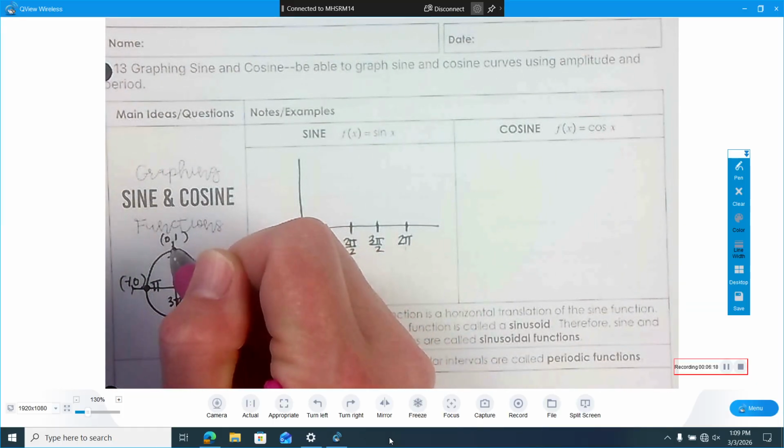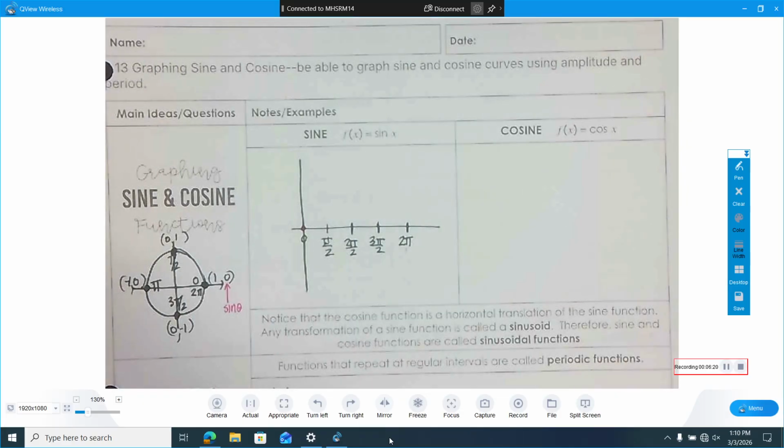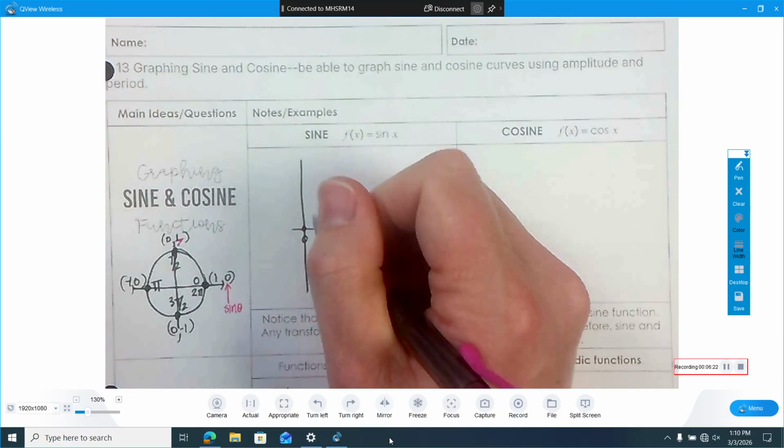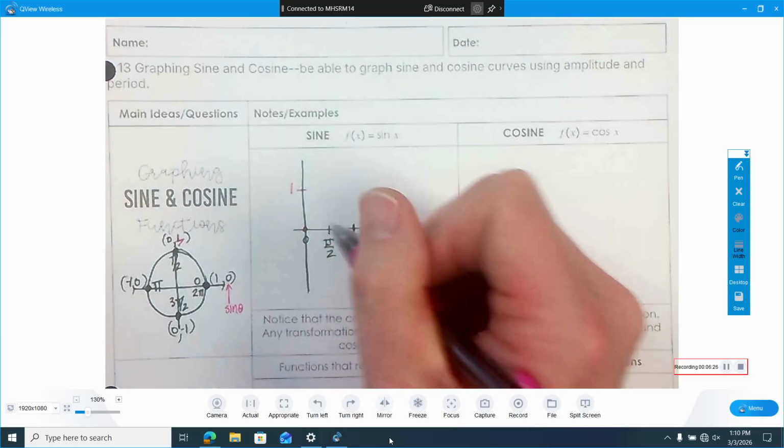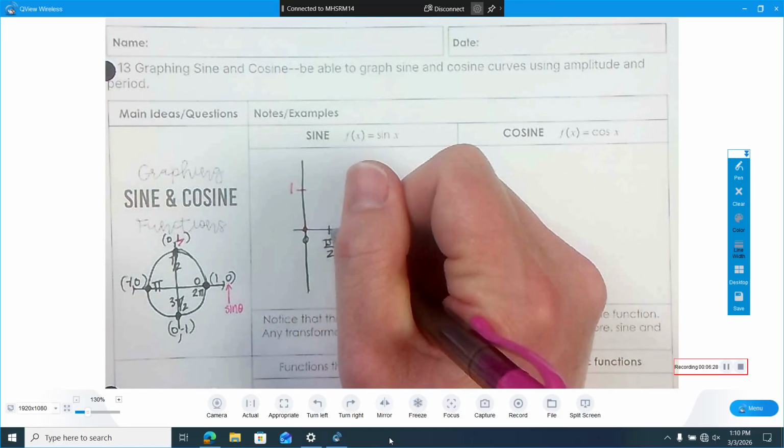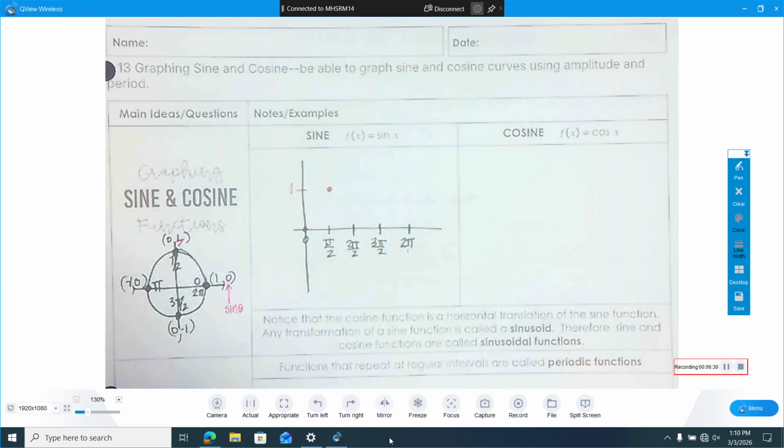At pi over 2, what's the sine value? 1. Yeah, so I'm going to plot a 1. So right there, I just have a 1 on my vertical axis. So at pi over 2, the sine value is 1.